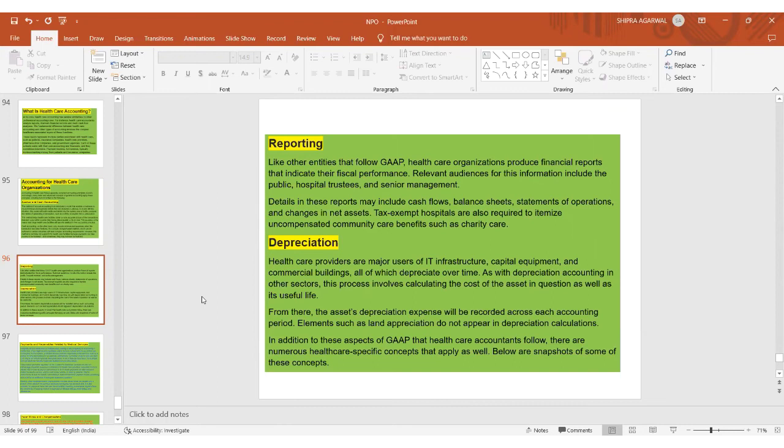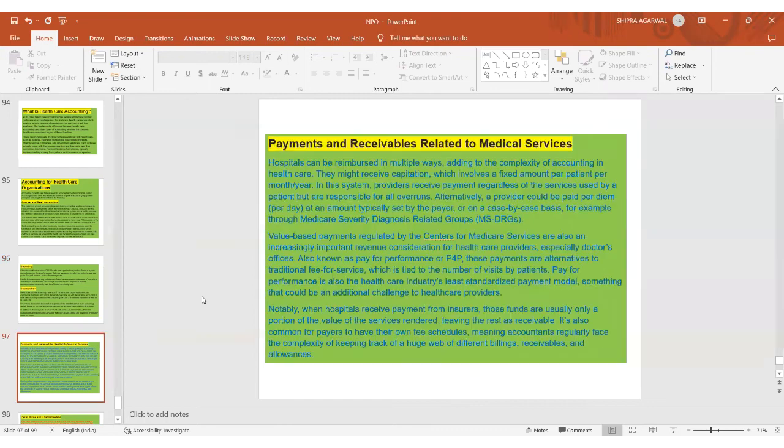Similarly, you also have certain payments and receivables related to the medical services, because there might be a possibility that the patient is getting the treatment done and immediately making the payment. But there might be some other patients who have their Mediclaim. That means you will be getting the payment only from the insurance company, right? So that involves a hell of a lot of calculations and follow-up work so that you can get the payment from the respective insurance company.